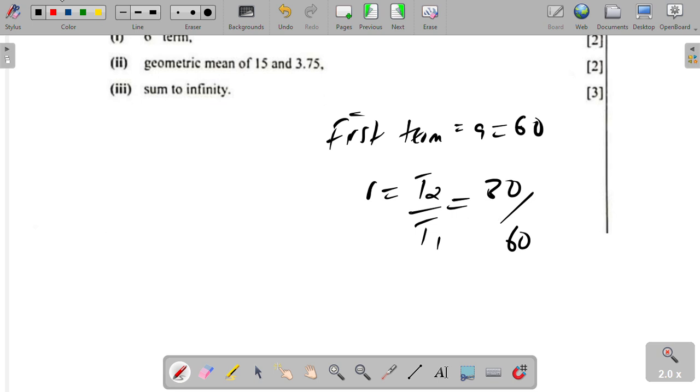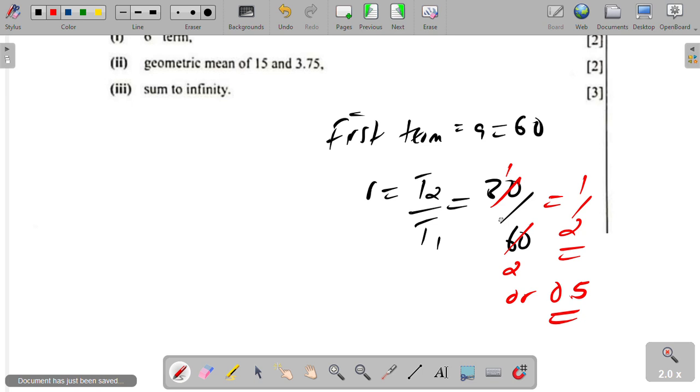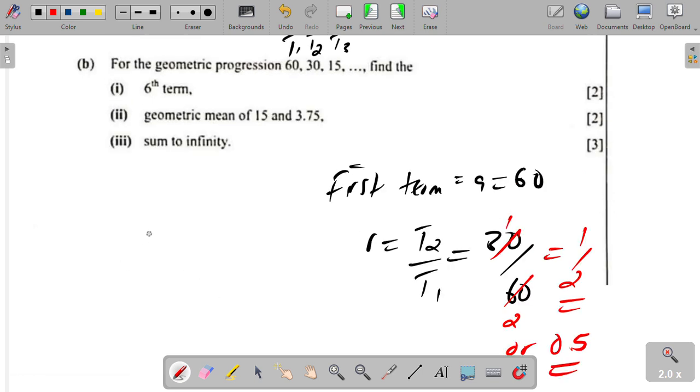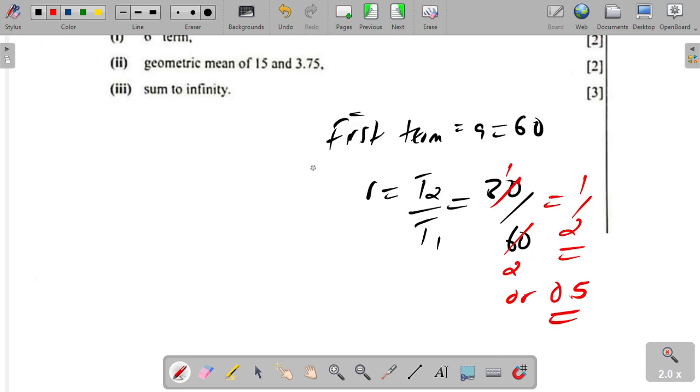Okay, so our T2 is 30 and our T1 is 60. So we can reduce this to its lowest terms. 30 into 30 is 1, 30 into 60 is 2. So we have 1 over 2, I beg your pardon, as our common ratio, or 2 into 1, that is 0.5. So now we know our common ratio and we know our first term. We can now find the sixth term, the geometric mean, and the sum to infinity.